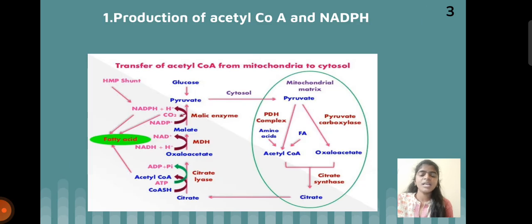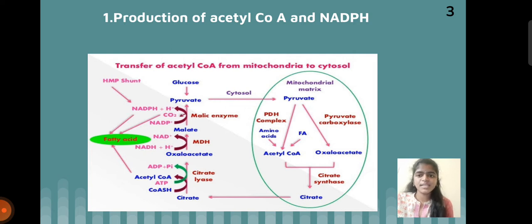Coming to the first stage, production of acetyl-CoA and NADPH. Here, the glucose is converted into pyruvate. The pyruvate from the cytosol enters the mitochondrial matrix, and the pyruvate present in the mitochondrial matrix is now further converted into acetyl-CoA through the PDH complex, which also involves amino acids and fatty acids. Also, the pyruvate is converted into oxaloacetate through the enzyme known as pyruvate carboxylase. Here, the acetyl-CoA and oxaloacetate together form citrate through the enzyme known as citrate synthase.